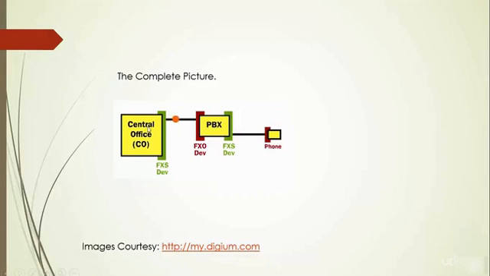As you can see, this is the central office or the local phone company, and this is my Elastix PBX. So the module facing the phone company is called an FXO port, and the one which is connected to an analog phone or a fax machine is known as FXS. I hope you understand this.